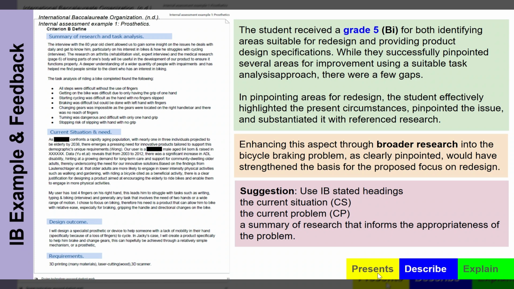You'll notice here I've got the presents, describe, and explain here. You should be following that. Even just by looking at this example, without even reading it, I would say that's probably going to be mid, potentially top band.